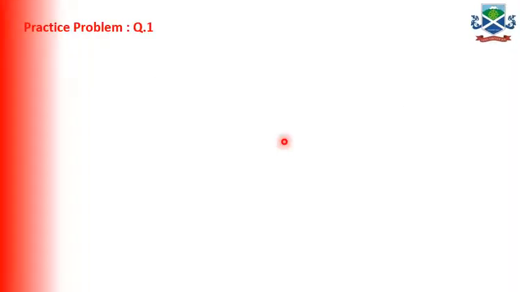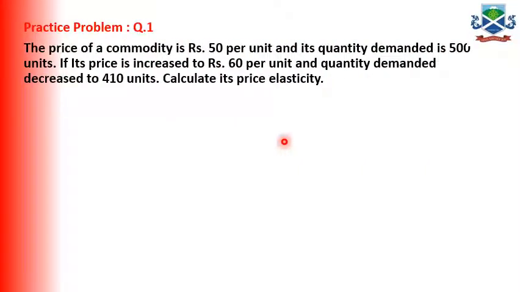Now we solve some numerical problems based on the percentage method or proportionate method. The problem is: given the price of a commodity is rupees 50 per unit, its quantity demanded is 500 units. Price is increased to 60 per unit, and quantity demand is decreased to 410 units. Calculate the price elasticity of demand.